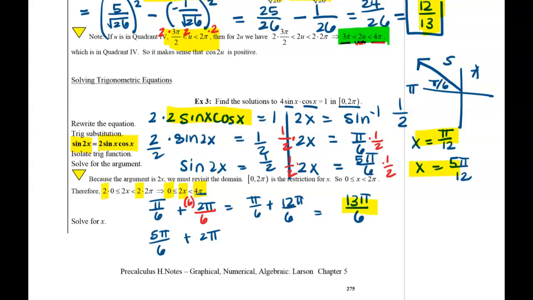So here is my solution again. And then we're going to do 5 pi over 6 plus 2 pi. Common denominator is 6, so 5 pi over 6 plus 12 pi over 6 equals 17 pi over 6. And that takes me to 4 pi. And so these are my 4 solutions between 0 and 4 pi.